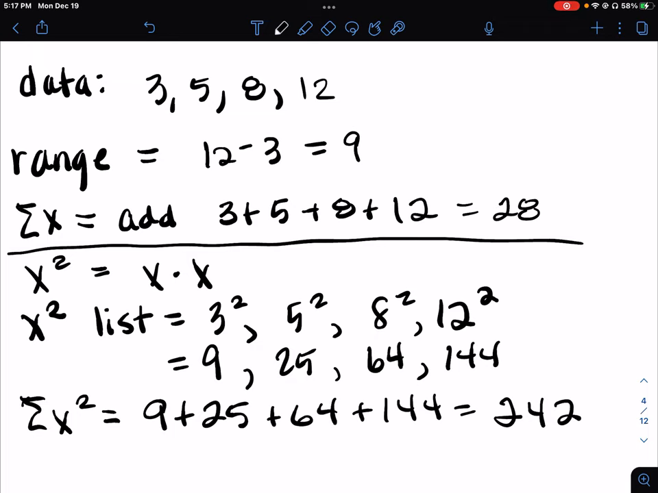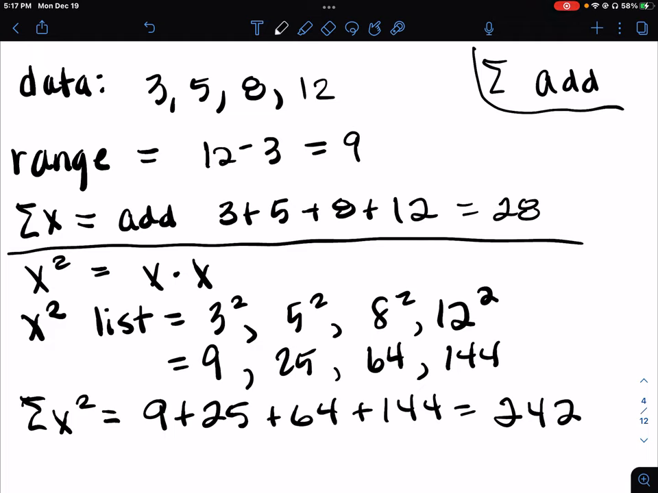Okay, this little symbol right here is the Greek letter sigma, and it always means to add. Okay, so if you have sigma x, that means to add 3 plus 5 plus 8 plus 12.